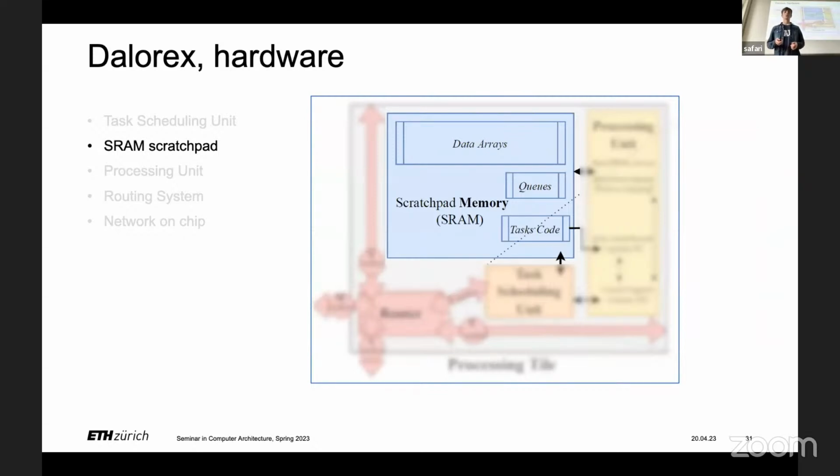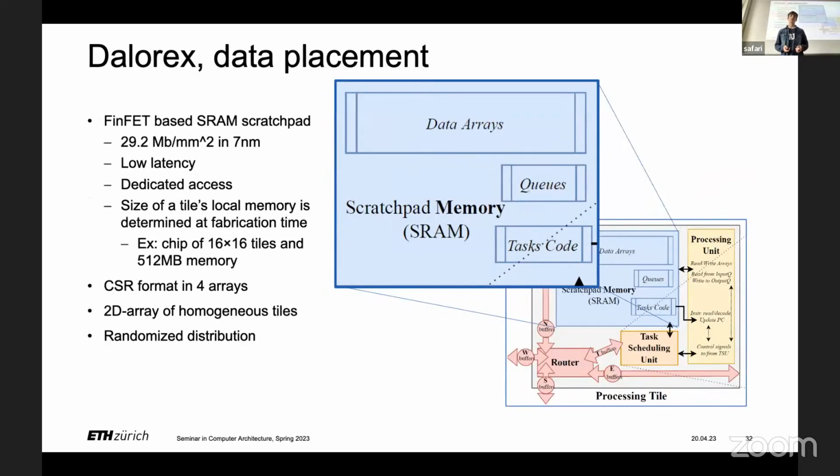I'm going to simply introduce you to the data placement strategy that Dalorex uses in the memory. They have a pipette-based SRAM scratchpad. This is a very new technology of SRAM scratchpad that allows you to have very high densities of memory. For example, they have 29.2 megabits per square millimeter in 7 nanometers. It is also characterized by low latency and a dedicated access.